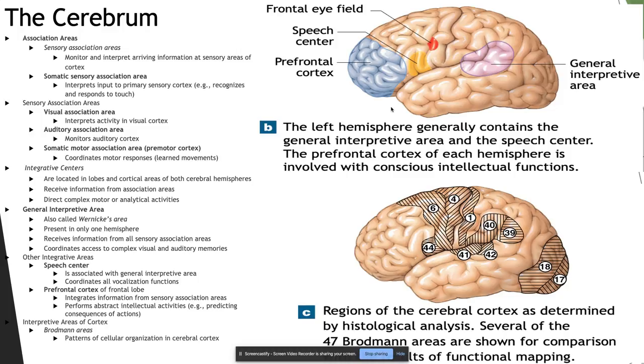The prefrontal cortex of the frontal lobe coordinates information relayed from the association areas of the entire cortex. In doing so, it performs such abstract intellectual functions as predicting the consequences of events or actions. The prefrontal cortex doesn't fully develop until the early 20s, and damage to it leads to difficulties in estimating temporal relationships between events. Questions such as how long ago did this happen, or what happened first, become difficult to answer.